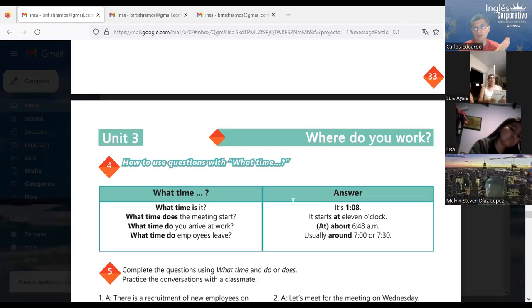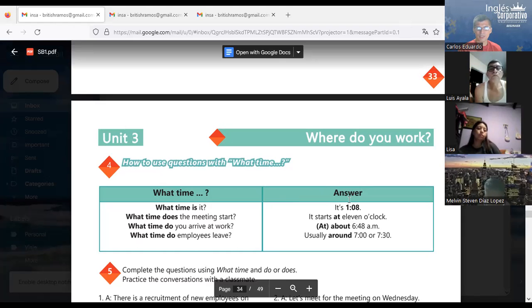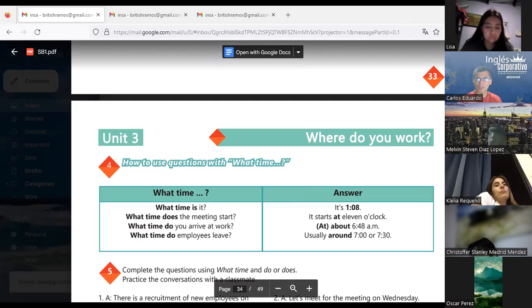What time do you arrive at work? At about 6:48 a.m. or 6:48 in the morning. What time do employees leave? Usually around 7 or 7:30. Okay, now I'll ask some of you.